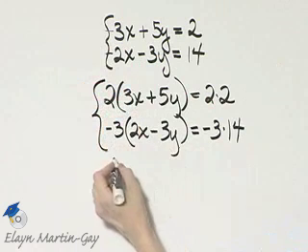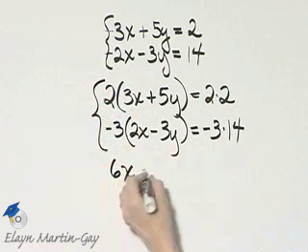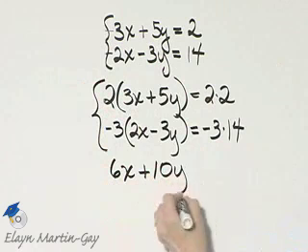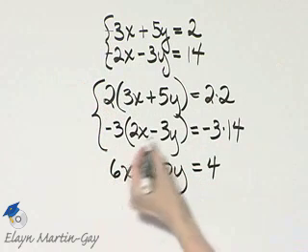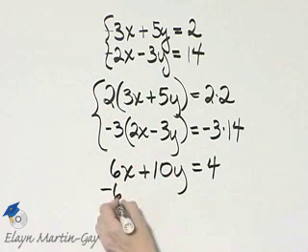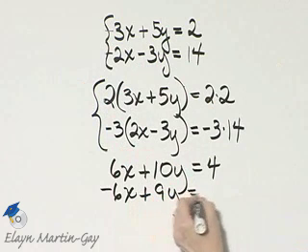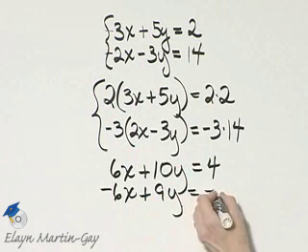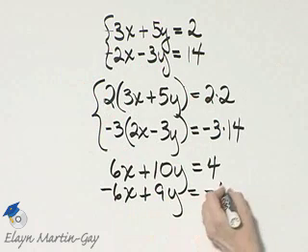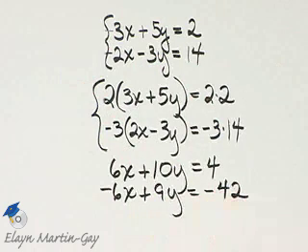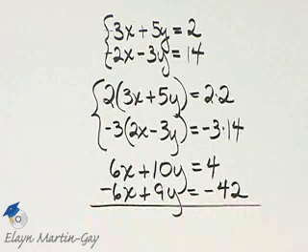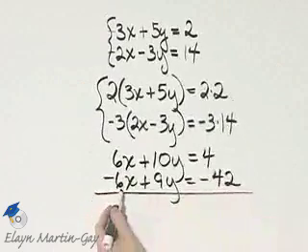If I multiply here, that will be 6x plus 10y is equal to 4. Let's multiply here. Negative 6x, just like I want, plus 9y is equal to negative 3 times 14. That will be negative 42. Now let's go ahead and add the equations because these are opposites of each other.